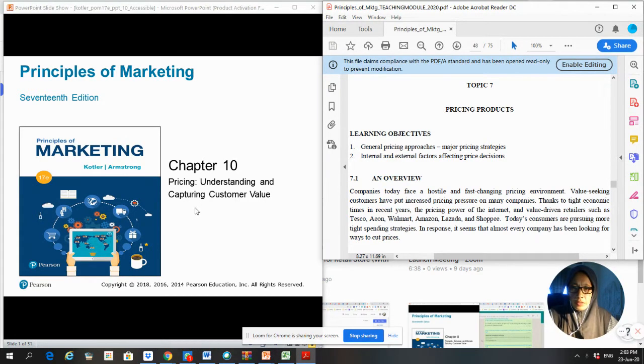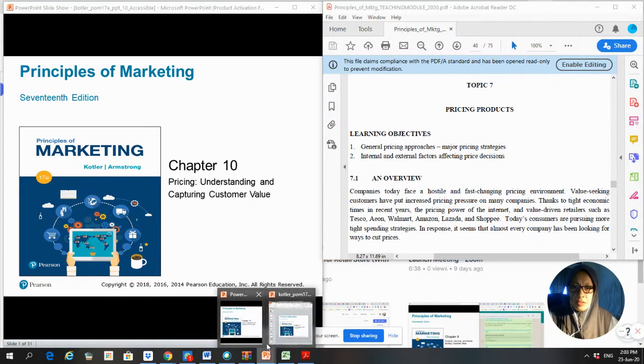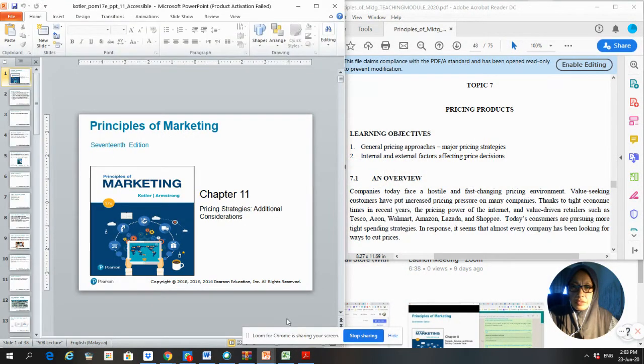Today we are going to have a lecture on pricing products, which will actually cover two chapters. Pricing as a tool to capture customer value, and also we are going to touch on the pricing strategies that are applied by many companies. And then the second one is chapter 11, which will talk about the strategies.